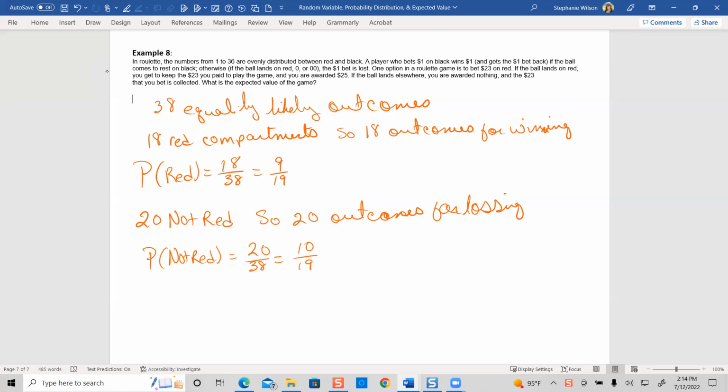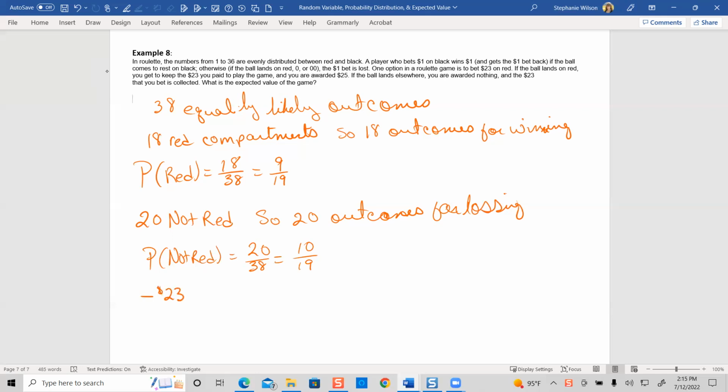Find the player's gain. His gain is $25. On the other hand, if the player loses, the $23 that he paid to play is collected. And now, of course, he also wins no money. So find the probability he loses. So we're going to find when he loses that $23.